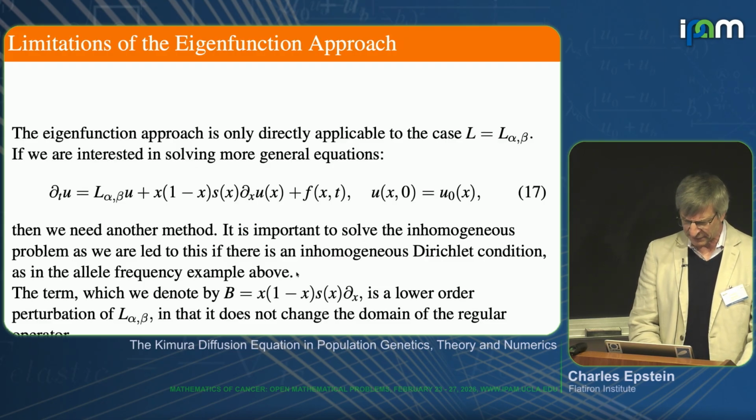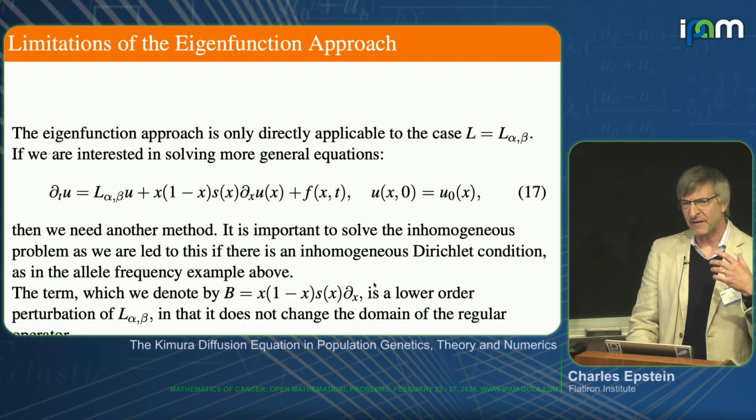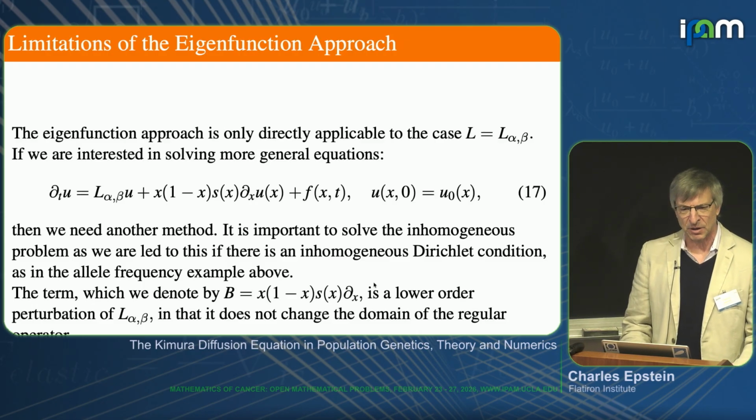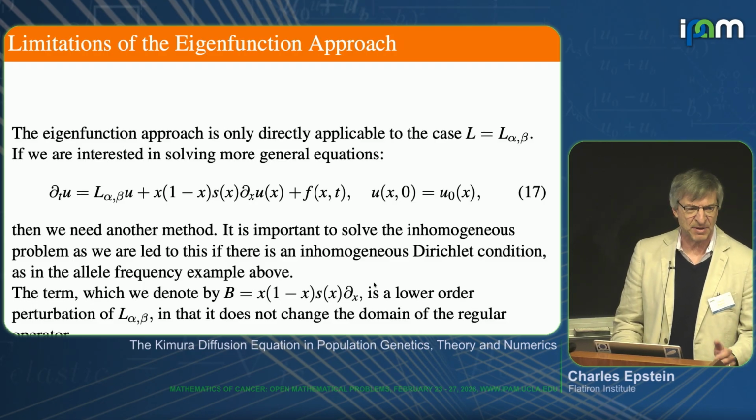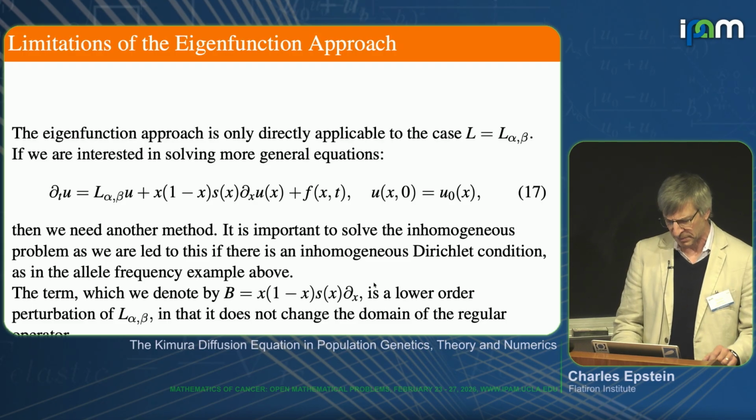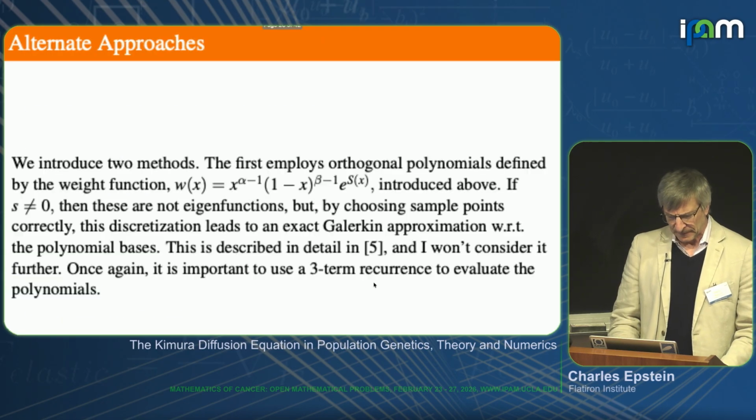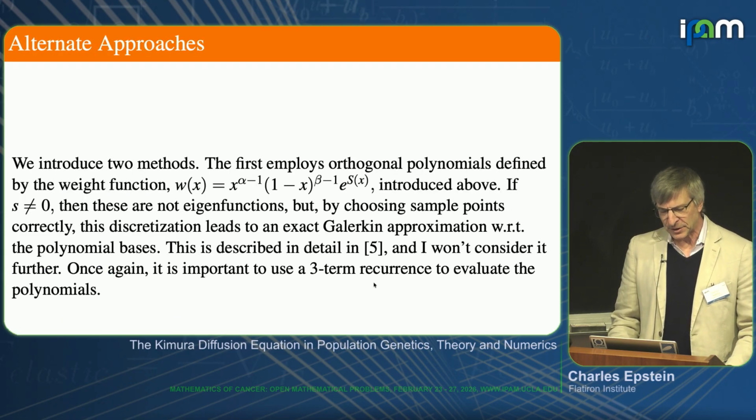So here, let's suppose we have just a selection term, x(1-x)s(x) d/dx. It's, in a very precise mathematical sense, a lower order perturbation. It's what's called a relatively compact operator compared to L alpha beta. So it really is a small perturbation. It doesn't change the domain of the operator. Okay, so we're going to talk about two methods.